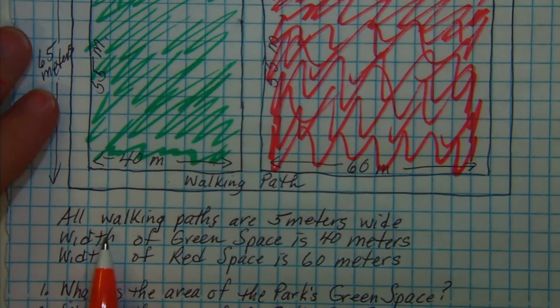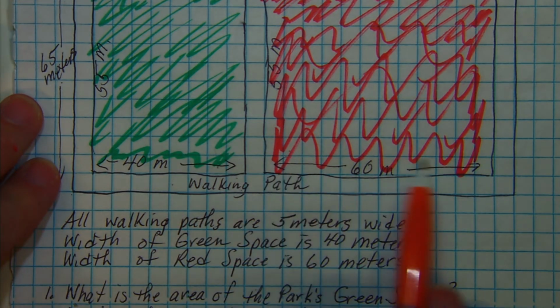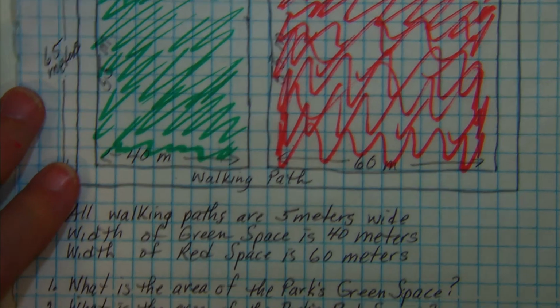So again, all walking paths are 5 meters wide. The width of the green space is 40 meters wide. The width of the red space is 60 meters wide. And here come the questions.